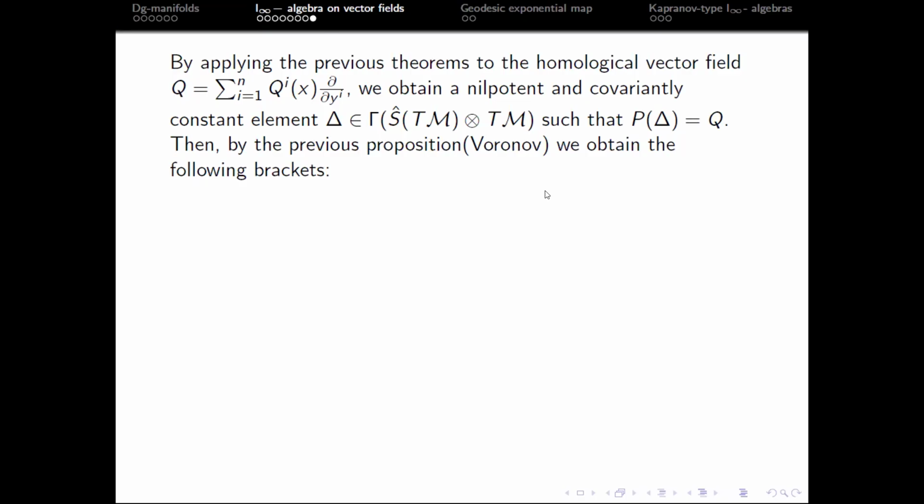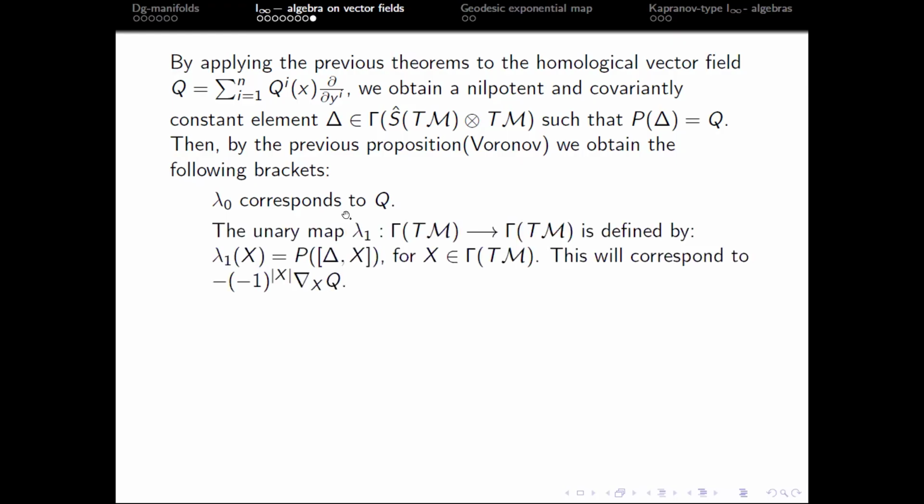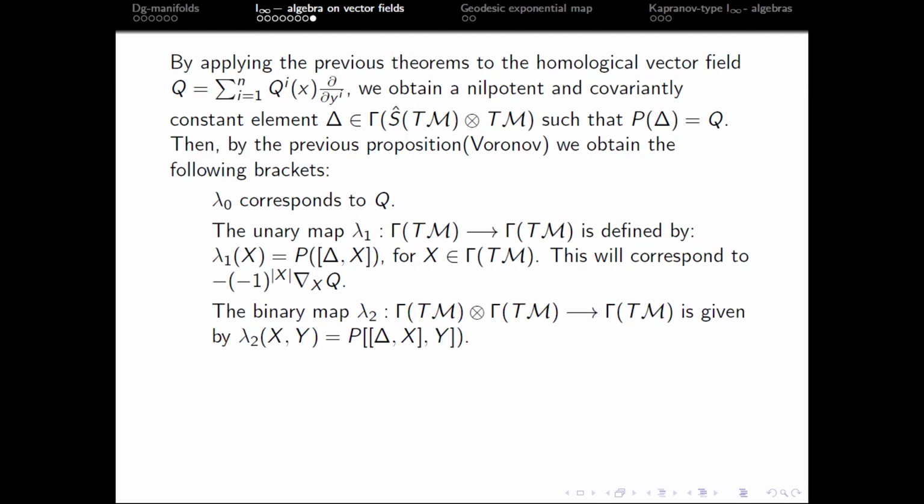And now we can apply the derived brackets construction. We are going to obtain the following. In this case, I will have a curvature term. This lambda 0 curvature will correspond to the Q homological vector field. Then, if I compute the unary map, this is going to be defined by this projector applied to this bracket of formal vector fields. And this will give us precisely this term that we have here. So we will have the covariant derivative along x of the homological vector field Q. And so on. We proceed for the higher maps.